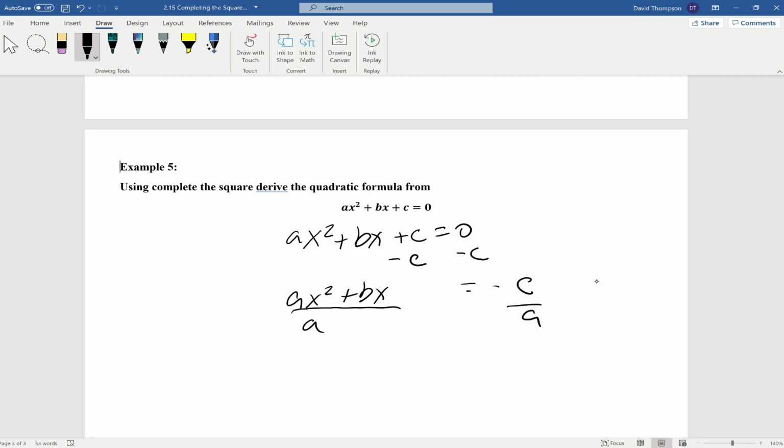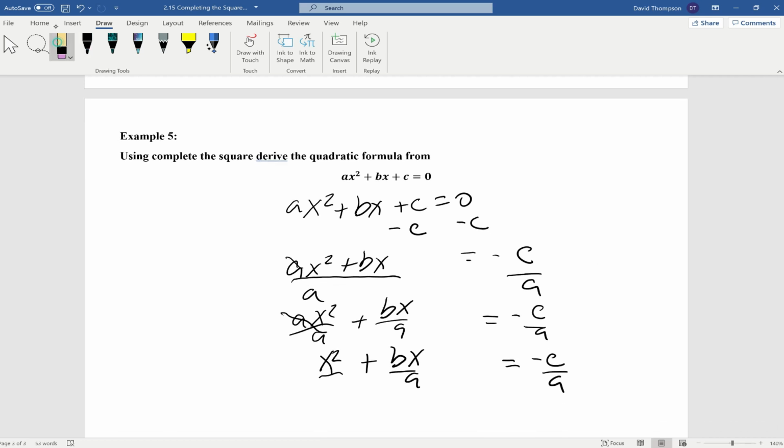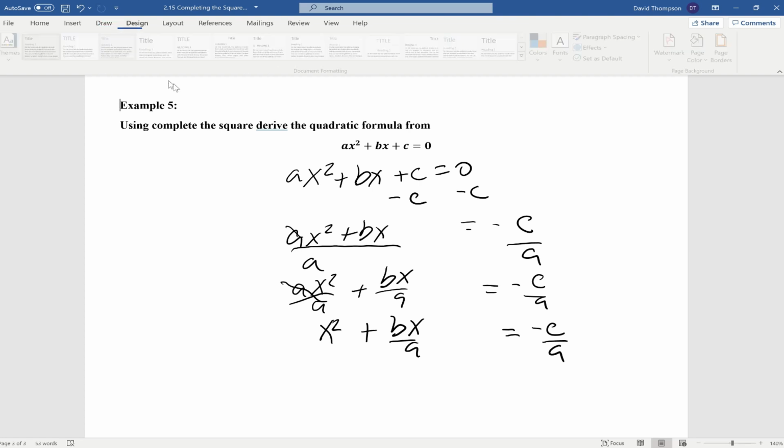So this a cancels out, but we can split this technically into ax squared over a plus bx over a equals negative c over a. So this one cancels. So we're left with x squared plus bx over a equals negative c over a. Let's keep working this. So now we're going to start our complete the square part.